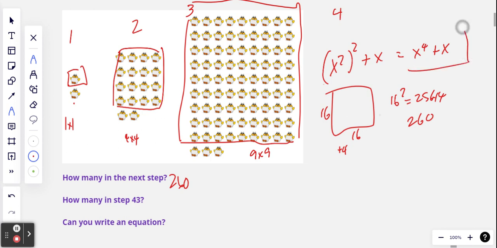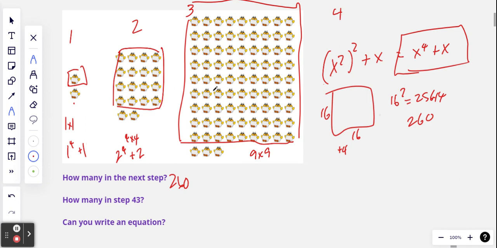Actually, let's just double check that it does work with all of these, right? So in this one, we would have 1 to the 4th plus 1. Well, 1 to the 4th is just 1, and there's the other 1. So that's 2. That's how many chicks we have. Here we'd have 2 to the 4th plus 2. So 2 to the 4th, that's 2 times 2 times 2 times 2. That's 16. Plus 2 more is 18. And yeah, that's how many we have there.